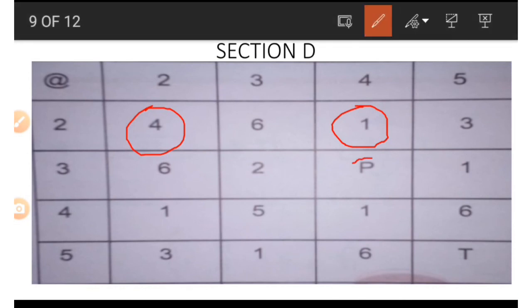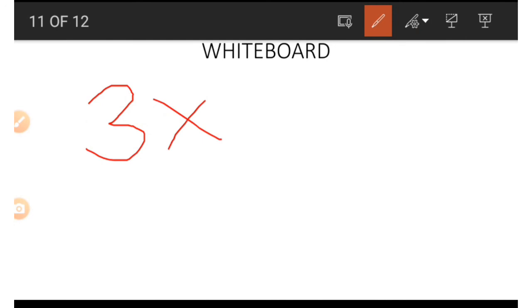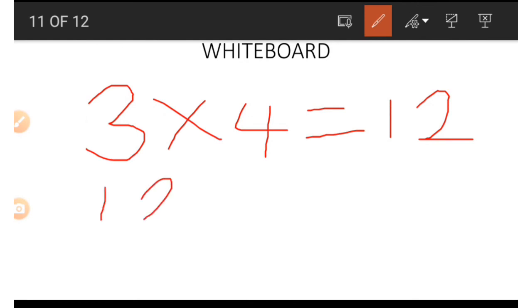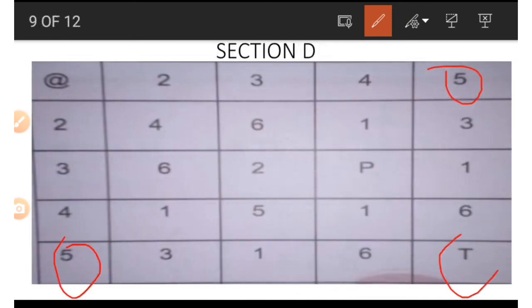Now let's find that letter P. There is a P there to find, and we'll make use of 4 and 3: 4 from the top and 3 from the side. Usually we multiply them, so when you multiply 3 by 4, you get a 12. Now you break this 12 down in sevens because we are doing base 7. So we have 7 plus 5. That extra 5 is the answer for the unknown P. So P is 5. This is how we get the letters in the boxes.